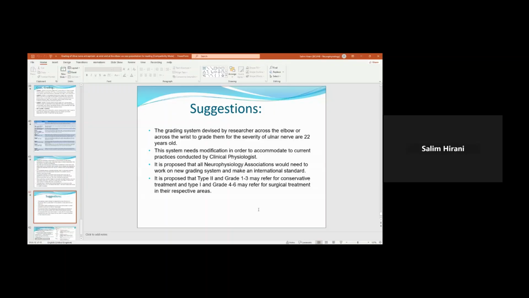This system needs modification in order to accommodate current practice conducted by clinical physiologists. It is proposed that all neurophysiological associations, including British as well as American, and also from the eastern side, need to work on this new grading system and make an international standard for ulnar nerve entrapment. As I mentioned, it is proposed that type 1 and grade 1 to 3 may be referred for conservative treatment, and type 1 and grade 4 to 6 may be referred for surgical treatment in their respective areas.